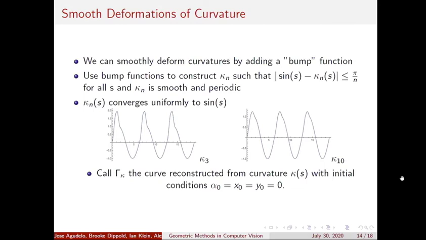Now let's introduce this idea of gamma sub kappa, which is the curve that we can reconstruct. Remember, this is special Euclidean curvature and special Euclidean reconstruction versus affine reconstruction. So gamma sub kappa is the curve reconstructed from curvature kappa of s with these initial conditions.